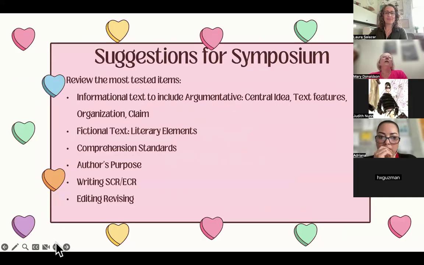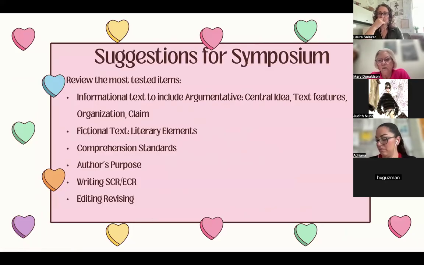So again, we're talking about the 10 days. Here are some suggestions for symposium. This was reiterated yesterday by Sophia. When you're reviewing, that's all you're doing. This is no longer the time for new material or a reteach. That needs to happen right now before we go on spring break. So when they come back for those 10 days, it's strictly reviewing.